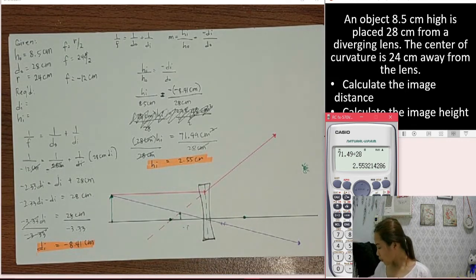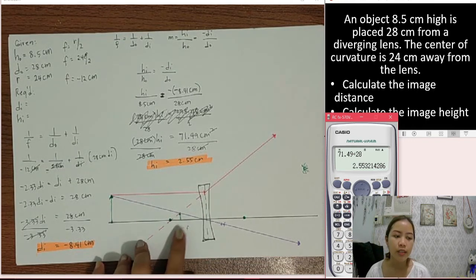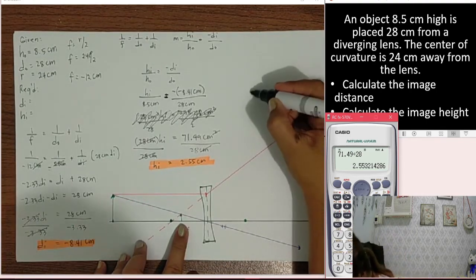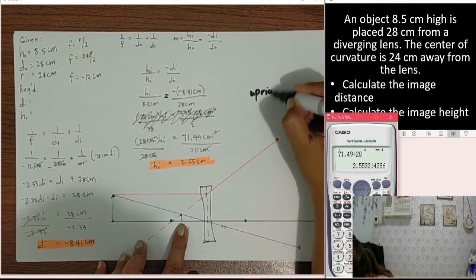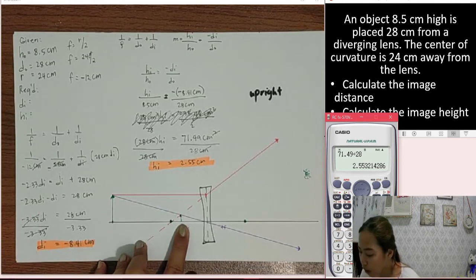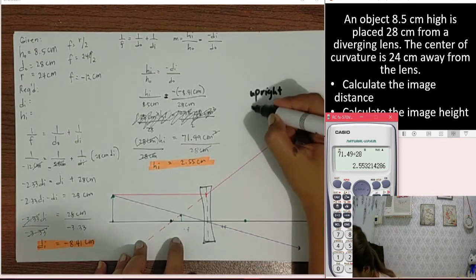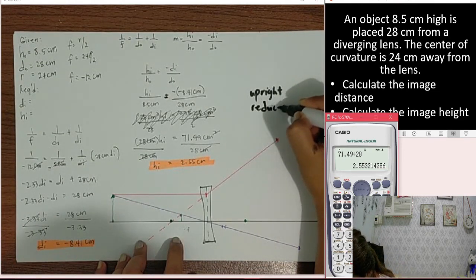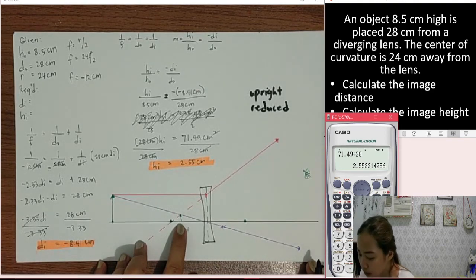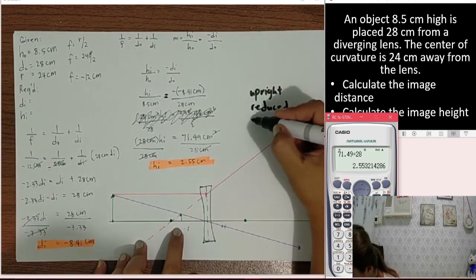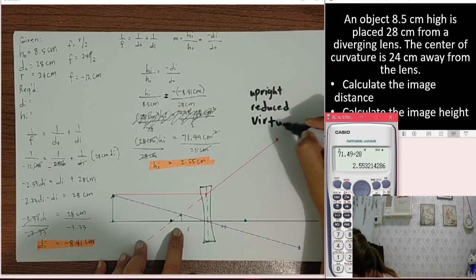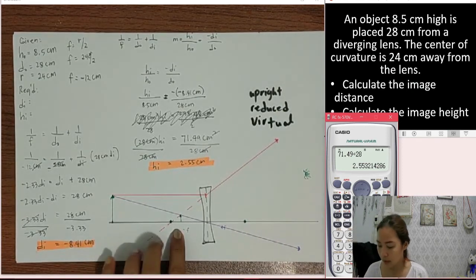Okay. So, what kind of image is formed there? The image formed there is, let's have there, the image is located above the optical axis. So, it is upright. This is smaller compared to the object. This is reduced. And this is located on the side of the object, meaning virtual. Okay. So, here it is.